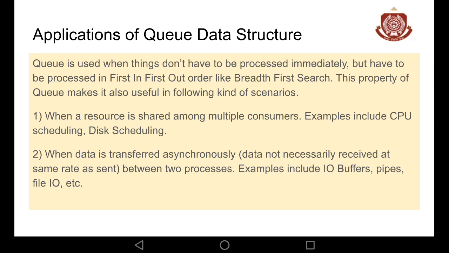Here are also some examples: when a resource is shared among multiple consumers, examples including CPU scheduling and disk scheduling, as we have already studied in our operating systems, where it's very important for all the data to be served in order. Also when data is transferred asynchronously, data not necessarily received at the same rate as sent between two processes. Examples include IO buffers, pipes, files, etc. So these are all examples of queue data structure.